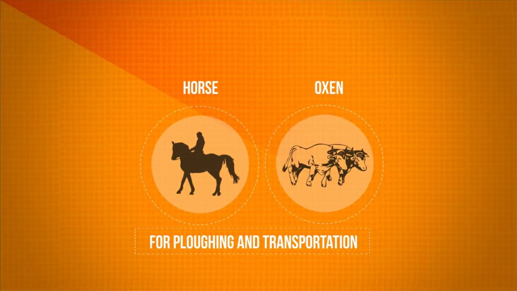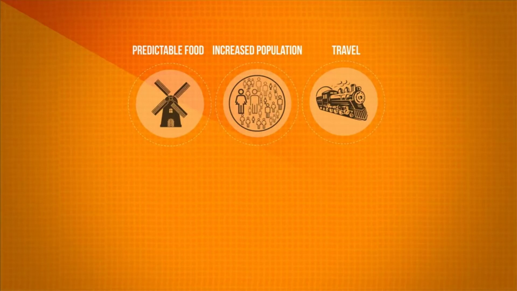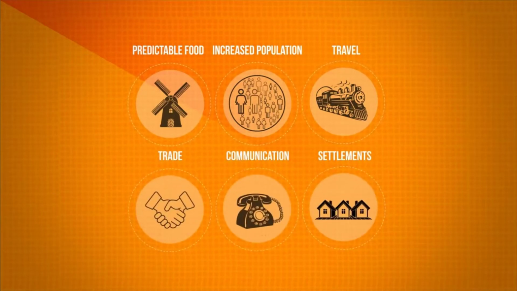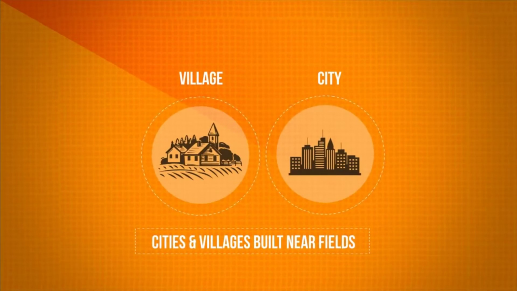Agriculture allowed fewer people to provide more food. Regular, predictable food production led to increased populations and density of people. People now had the time to travel, trade, and communicate. Settlements began growing. The first villages and then cities were built near fields of domesticated plants. Civilization was founded upon selective breeding.